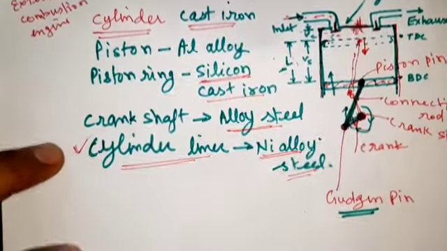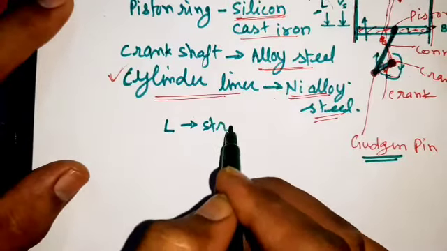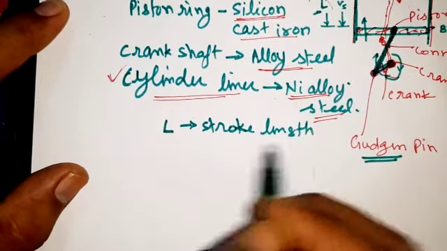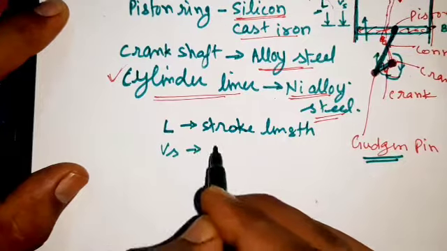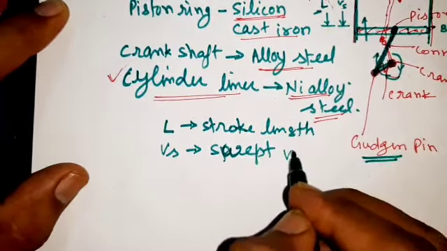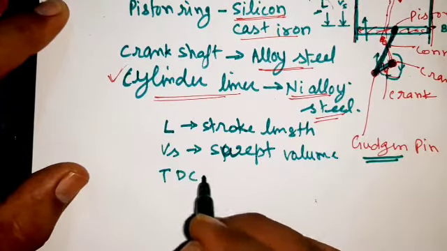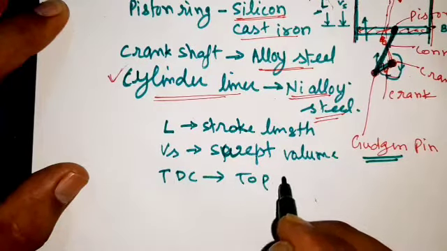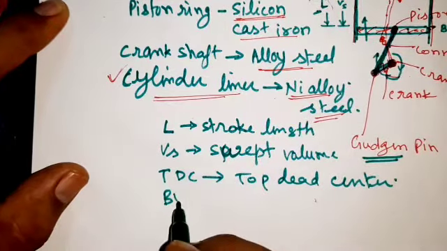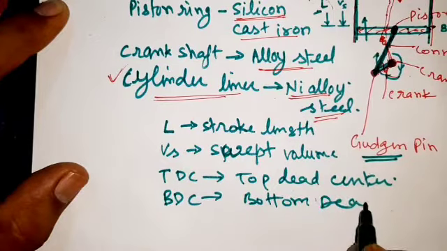Here we can say L is the stroke length, Vs is the swept volume, TDC is top dead center, and BDC is bottom dead center.